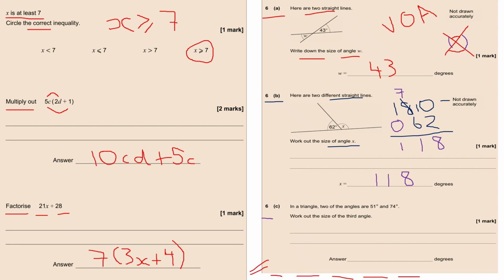For part C, in a triangle, two of the angles are 51 degrees and 74 degrees. Work out the size of the third angle. Well, we know, or we should know, that angles in a triangle add to make 180 degrees, the interior angles of any triangle, any three-sided shape. So I'm going to do 51 plus 74, and then take it away from 180. I'm going to do this here to the side.